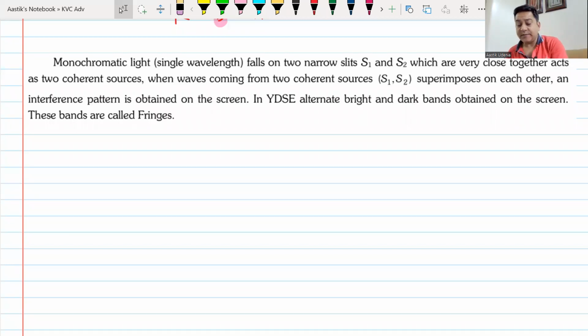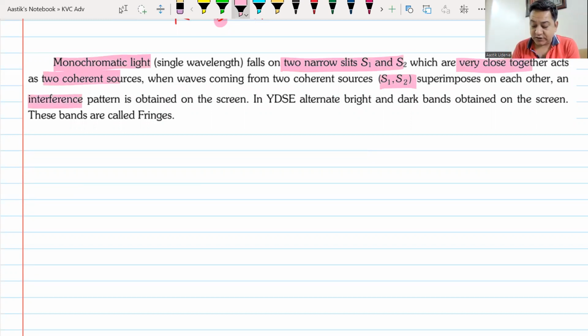So what is going to happen here? This is just a description of what happens in a Young's double slit experiment. Monochromatic light will fall on the two narrow slits S1 and S2, which are very close to each other and are acting as coherent sources. The wavefronts coming from these two coherent sources are going to create an interference pattern on the screen.